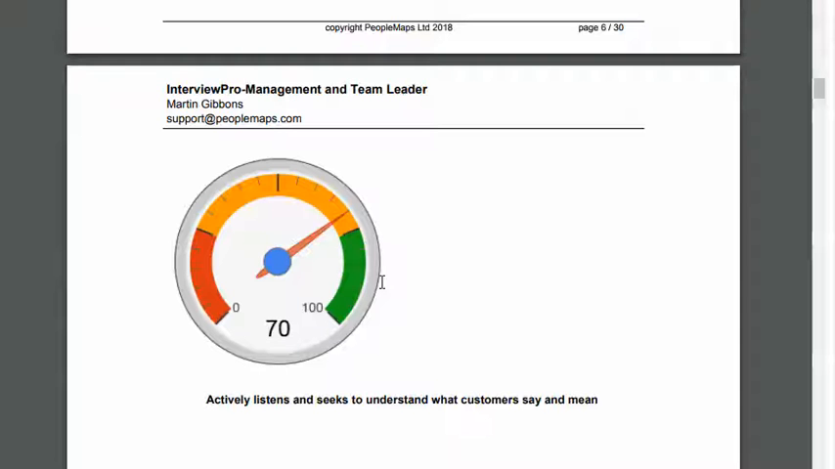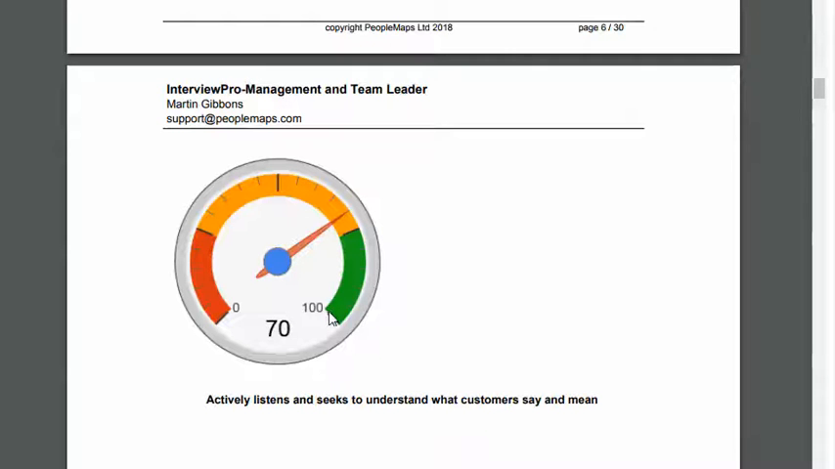So 70 is okay, that's pretty good in fact, which tells us that naturally this person actively listens and seeks to understand what the customers say and mean. It's not extremely high, but it's not that bad. So we already know this much.